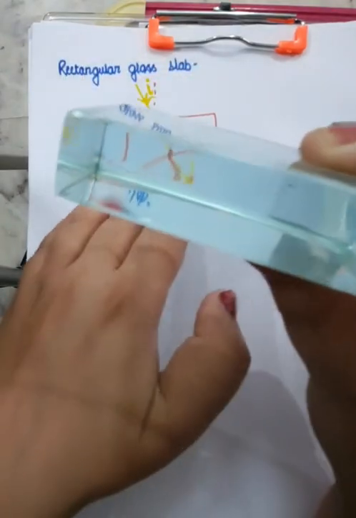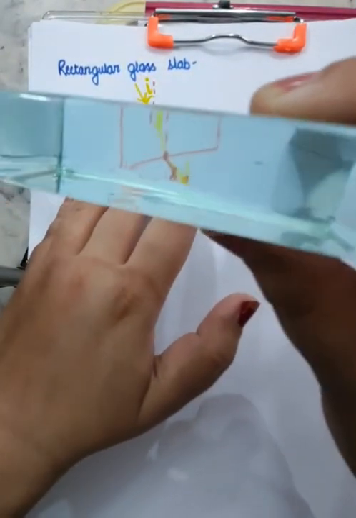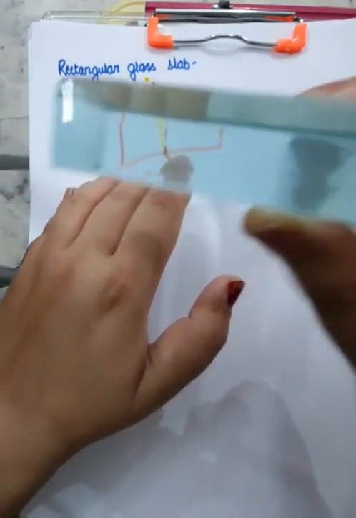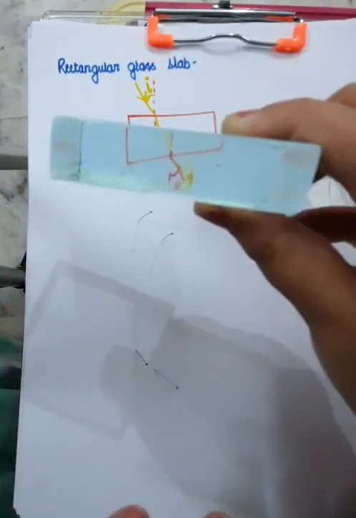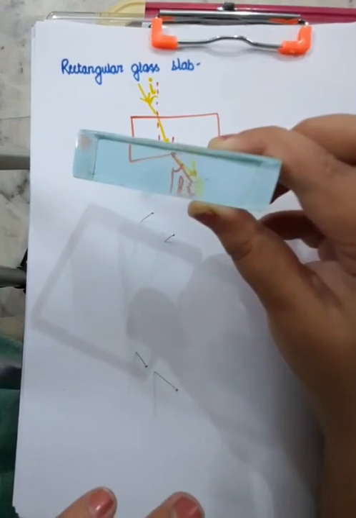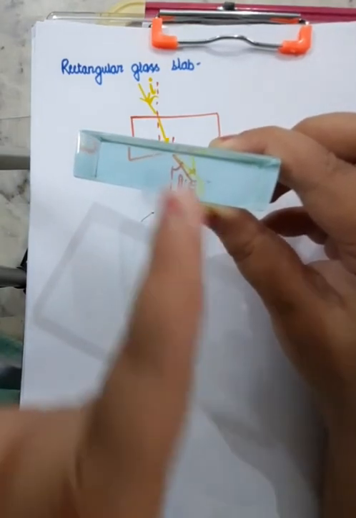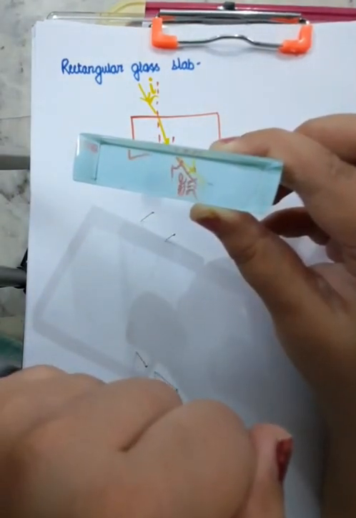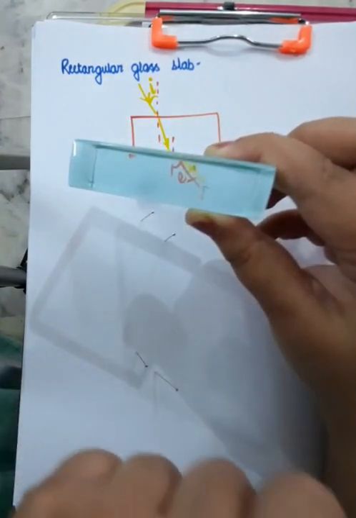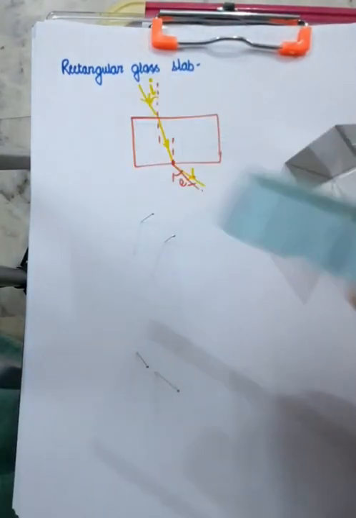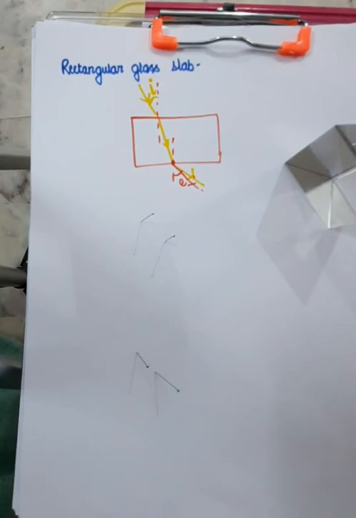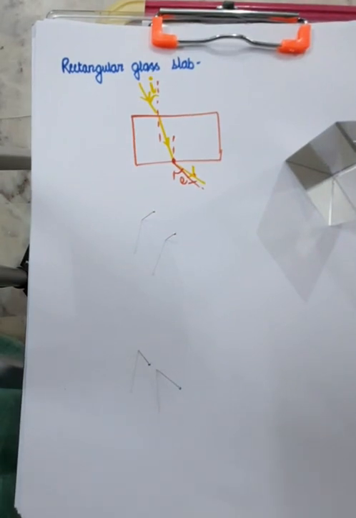Can you see the magnified stuff? I have drawn something here, but it is somehow magnified due to this slab, and its path is changed. That's true. So this is refraction through a rectangular glass slab. But now our target is to discuss the prism.